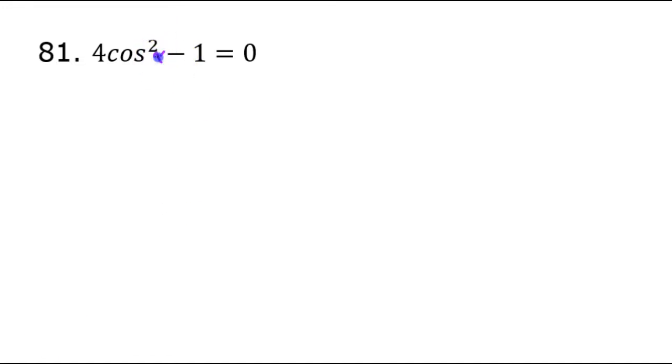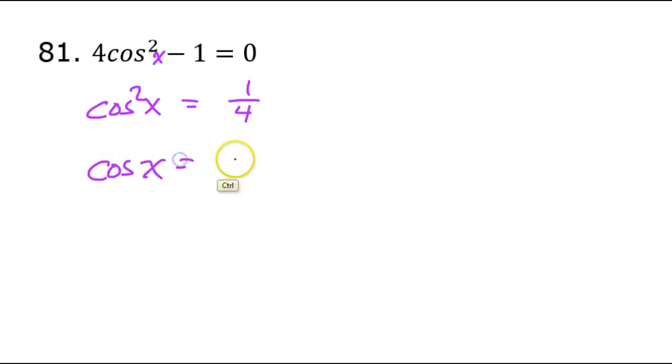Well, I think this is supposed to be cosine squared x. Anyway, we need to add 1 and divide by 4. So that would give us cosine squared x is equal to 1 over 4. Then, of course, we need to take the square root of both sides. So that will give us cosine of x is equal to plus or minus. Don't forget the plus or minus.